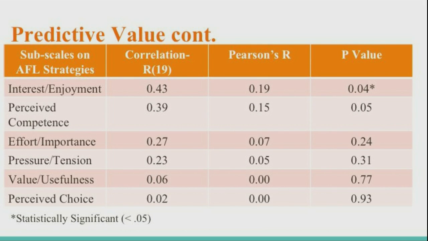Here's an overview of what we did for our subscales on our AFL strategies. And again, interest or motivation was our highest one, but a close second was perceived confidence. We found that it was almost highly correlated again at 0.39. It accounted for 15% of why our teachers were using the strategies, and it was almost at 0.05, very statistically significant. So we found that if the teachers are motivated to do it and confident in what they were doing, they were implementing these strategies.